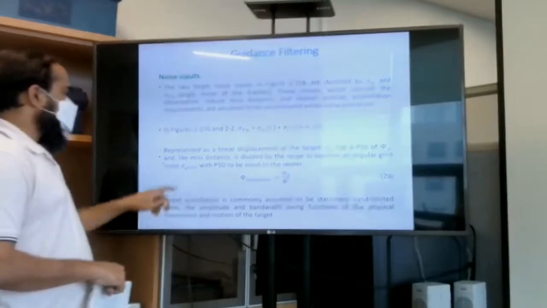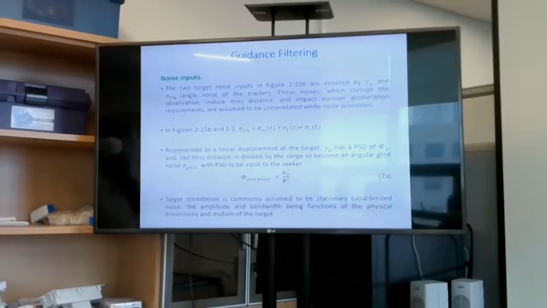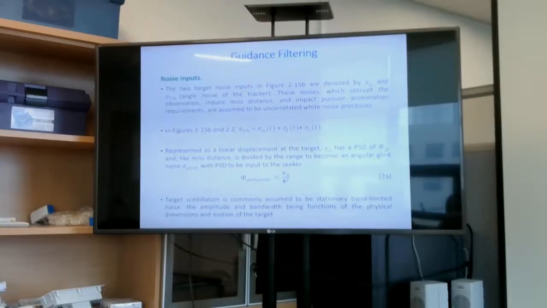So it is represented as a linear displacement of the target, YG, with a power spectral density of psi g. So we assume all noise is white noise.